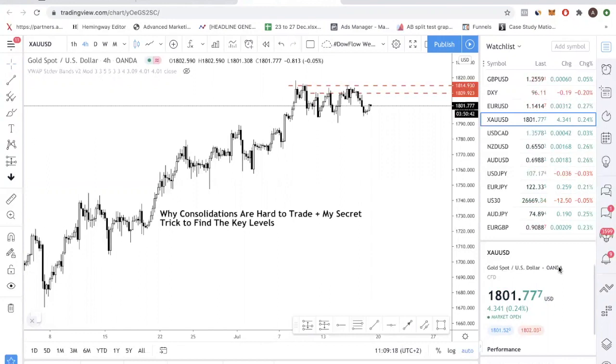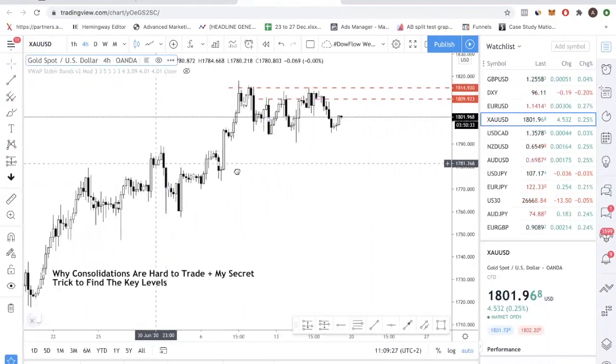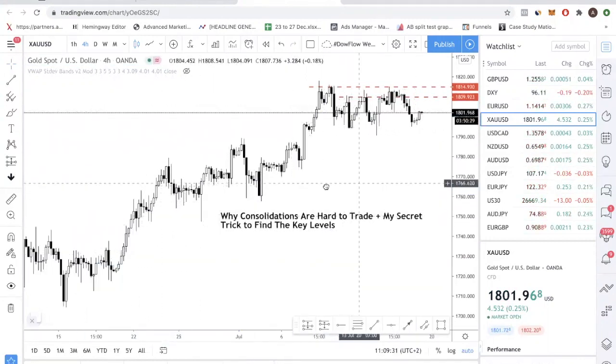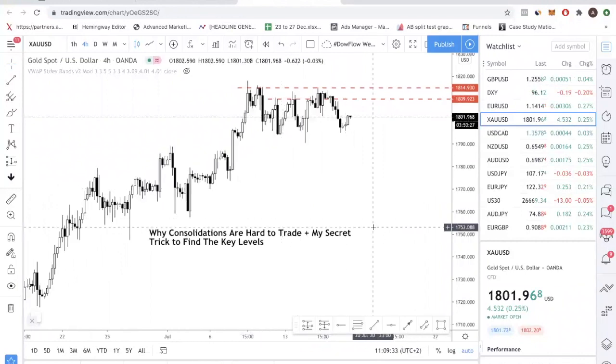Right now we are at gold. We are at a gold chart, XAU USD, and we are using the TradingView platform. The first thing that we want to do in a consolidation is to identify the highs and the lows, because in a consolidation, your strategy is to buy low and sell high. But how low is low and how high is high? That's the tricky question.